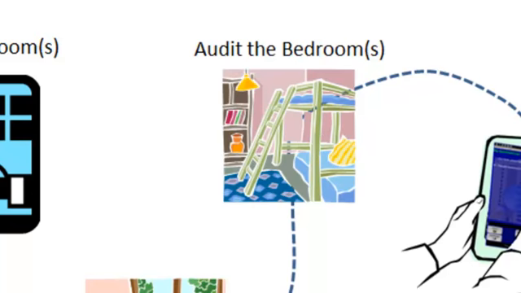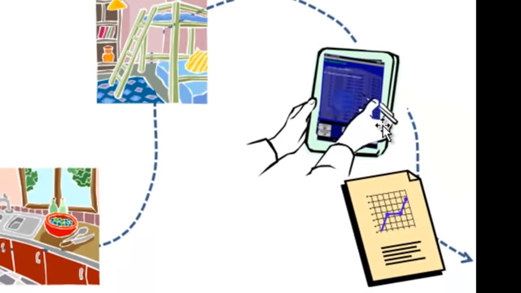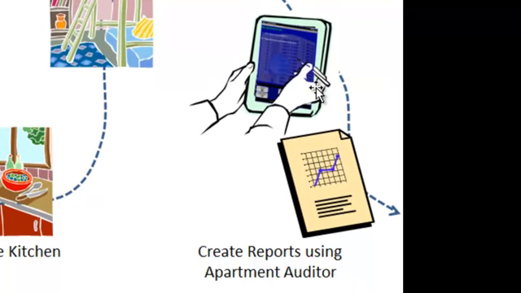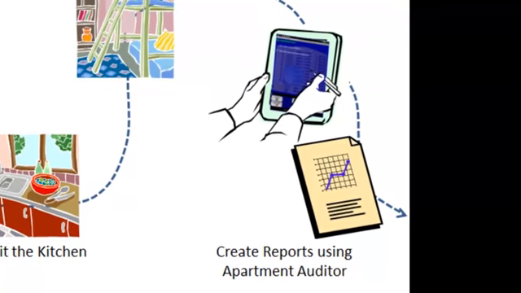So after we've looked at all the rooms, what we would like to do when we return home, or we can do it right on the spot, is generate a report using Apartment Auditor. And if you choose, you can send that defect finding report onto the landlord right there while you're meeting with them.